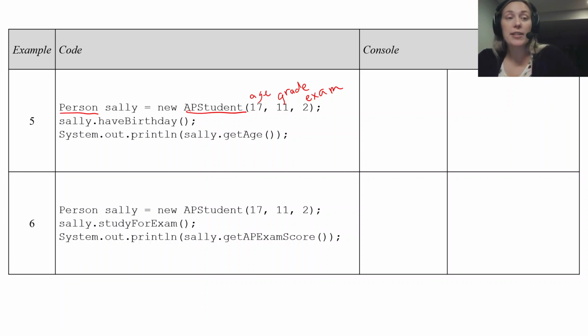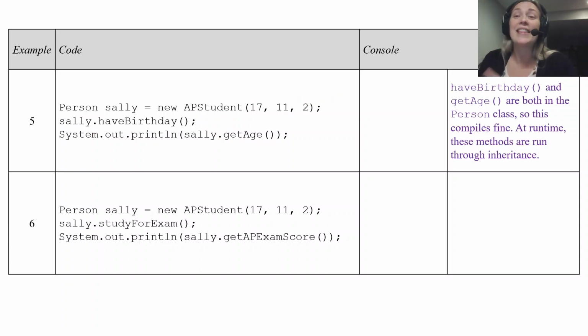So what you have to decide, I use Sally twice here. I do Sally.HaveBirthday and Sally.GetAge. So you first have to ask, does this compile? HaveBirthday is in the person class, so that's okay. GetAge is in the person class, so that's okay. So this compiles fine. Both of those are in the person class, so it compiles A-okay.